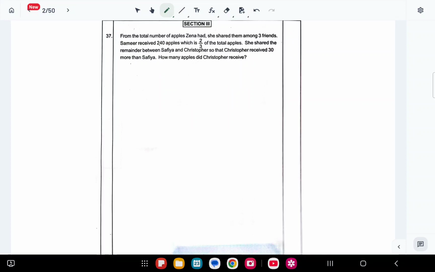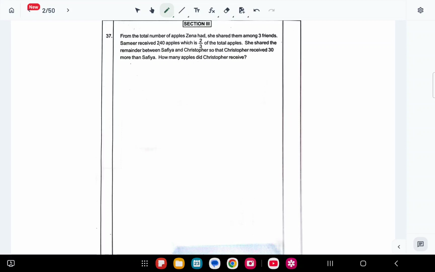From the total number of apples Zana had, she shared them among 3 friends. Samir received 240 apples, which is 2/5 of the 2/3 of the total apples. She shared the remainder between Sophia and Christopher so that Christopher received 30 more than Sophia. How many apples did Christopher receive?